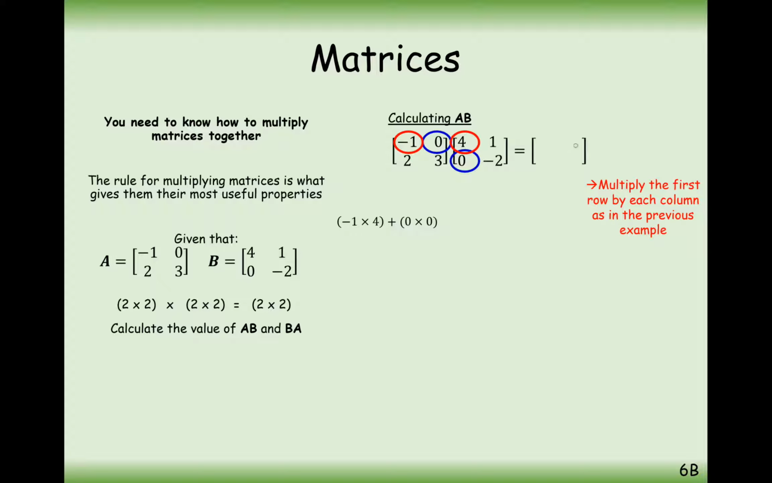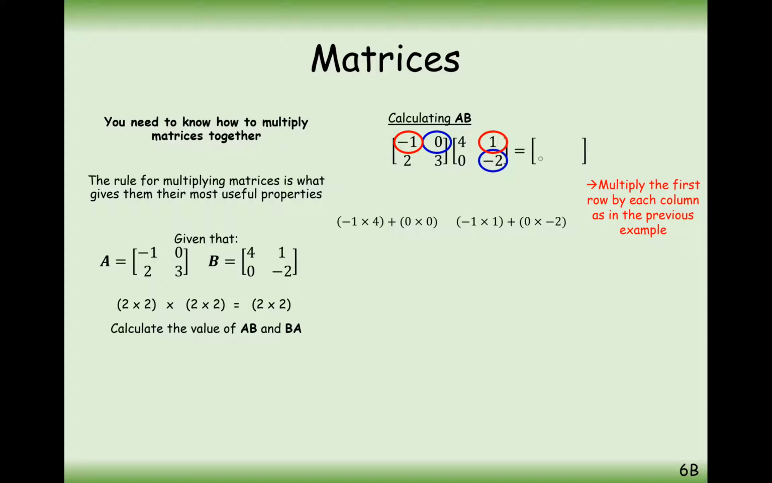Let's now look at the top right-hand cell. Now what we want, reading it correctly, we want the top row here and the right-hand column here. That's why we call it the top right. So looking at the cells that are now going vertically down in the second column here, -1 times 1, 0 times -2 will give us the answer to this top right-hand cell here.